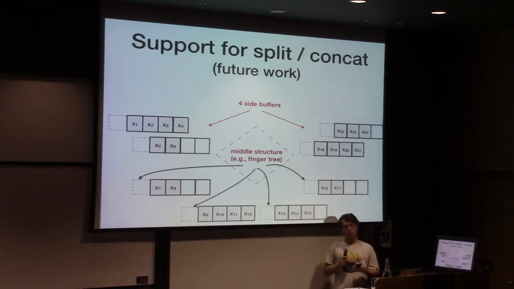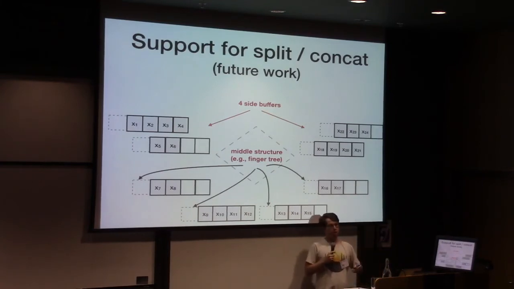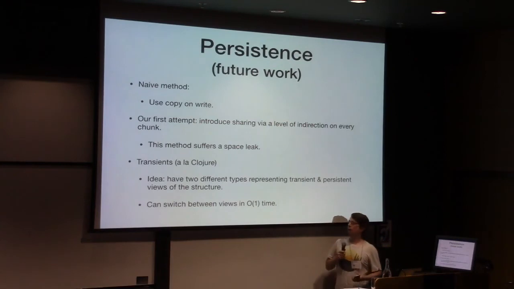I guess the way to sum it up, very roughly speaking, is that the chunk sequence is to the finger tree what the B-tree is to the red-black tree. So I think that was a pretty cool side result. And we're partly here working on bringing that kind of structure to the functional world.